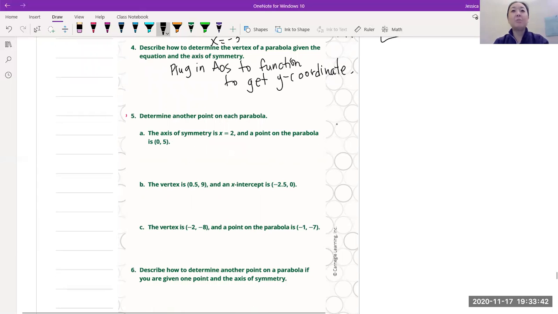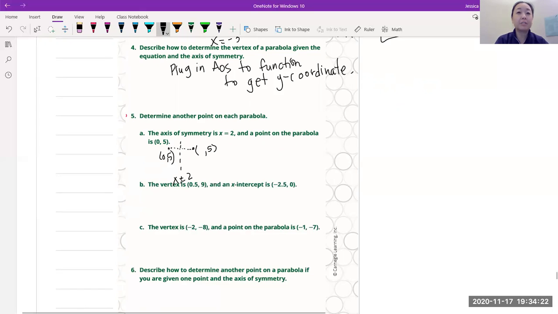All right. So determine another point on each parabola. So if we know that the axis of symmetry is 2, okay, so visualize it, and a point on the parabola is (0, 5). What is the other point, right? I like to draw a little. So if we have the axis of symmetry here, this is x equals 2, right? This is (0, 5), so 0 is to the left of x equals 2. So we know how high it is. So the other point on this other side is going to be something, 5. We just don't know what that is.